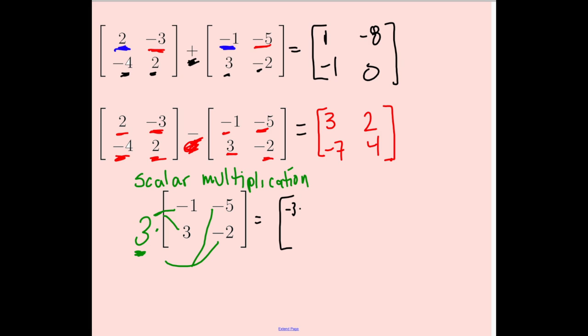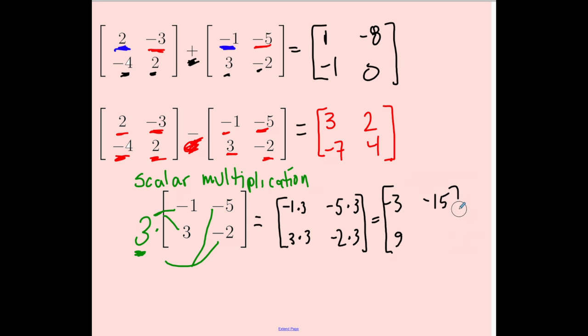So what I'll have here is -1 times 3, and I'll have -5 times 3, 3 times 3, and -2 times 3. And what I'll end up with is -3, 9, -15, and then -6. So that shows the scalar multiplication of an integer throughout my matrix. And it actually doesn't have to be an integer. It can be a fraction, it can be a decimal, whatever.